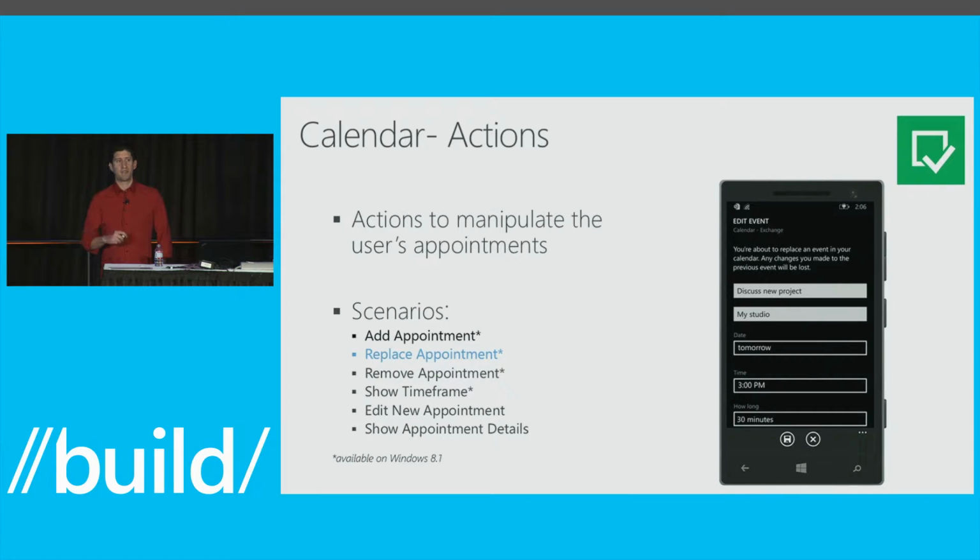And this is an identifier that will actually roam across your different Windows devices. So that if you add it on your Surface tablet, and then later you get the update while you're on the phone right before the session, you can update that same appointment from either device.